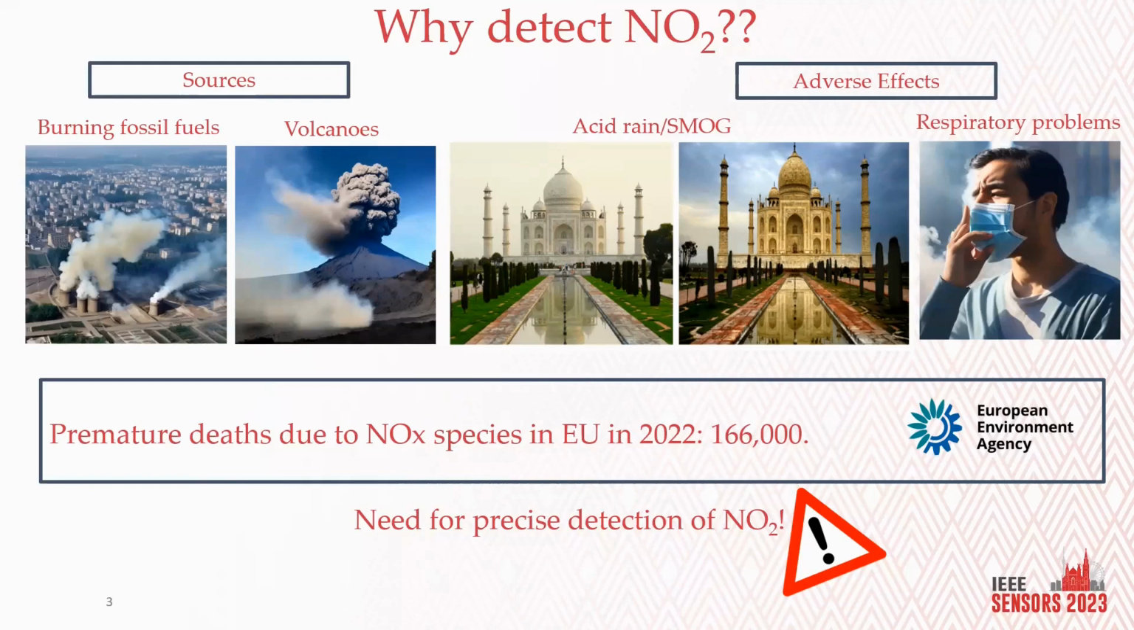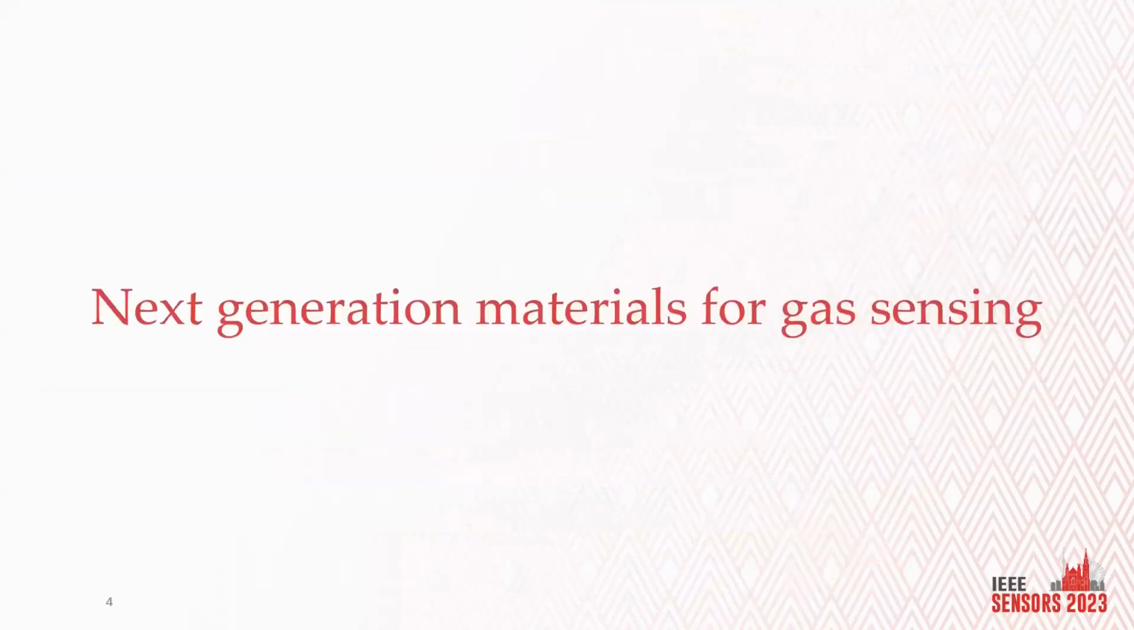Talking of adverse effects of nitrogen dioxide, one of the main adverse effects is respiratory problems. According to the European Environment Agency, there have been 166,000 premature deaths due to NOx species in the European Union alone in 2022, which demands a precise detection of nitrogen dioxide.